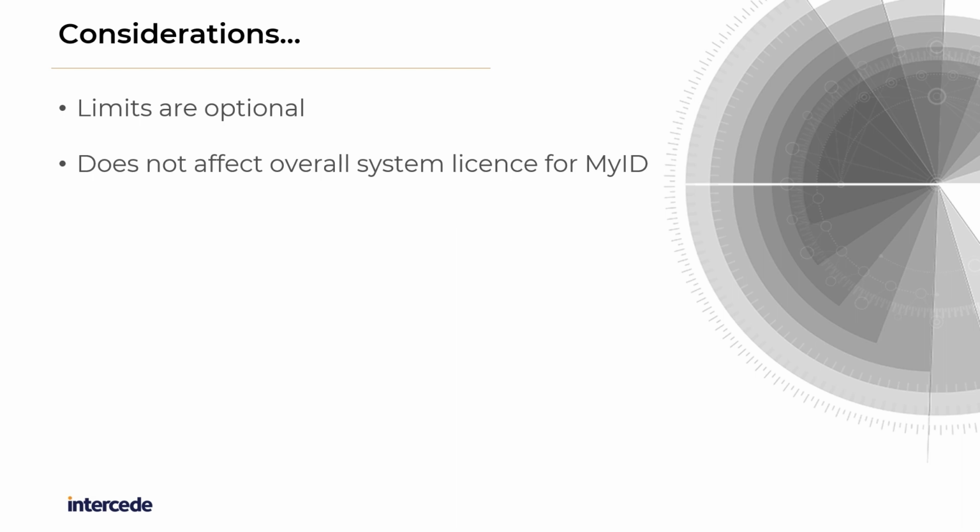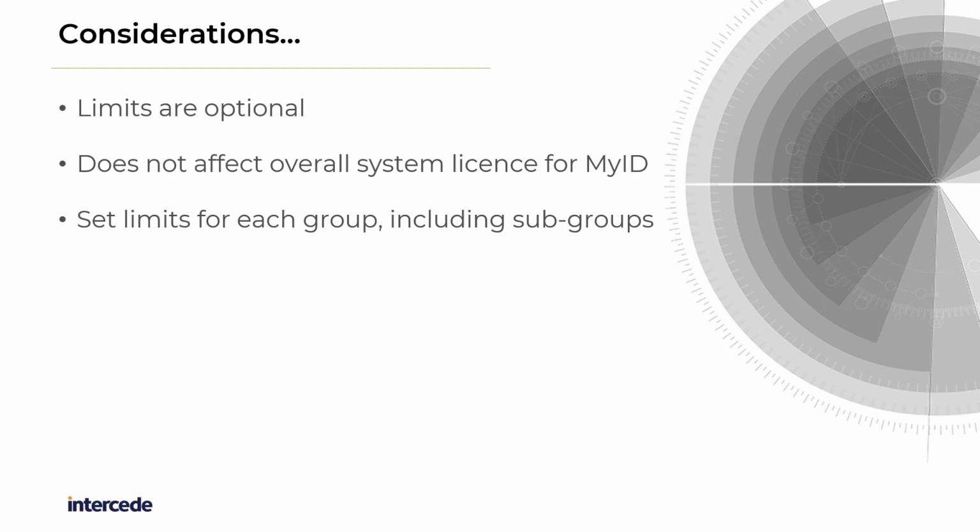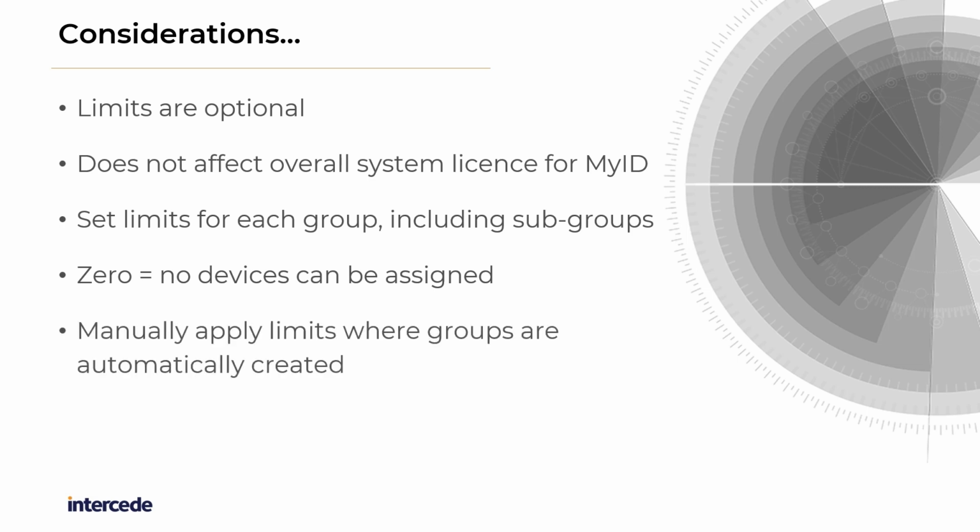The values need to be set for each group, so keep in mind if subgroups exist, they will also need to have the appropriate values applied. And setting 0 as the maximum number of assigned devices means a device can never be assigned, so can block any further issuances from taking place. Groups that are automatically created, for example based on a connected Active Directory organisational unit, will have no limit set, but an administrator can set the limit separately. It is also possible to amend these values programmatically using the MyID Core API.